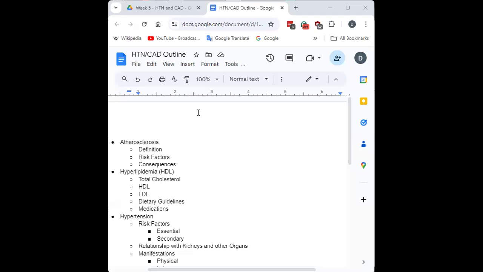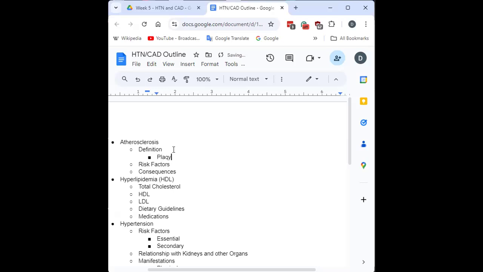Yeah, Shan says a plaque buildup in arteries that decrease blood flow. How does it build up? Is it fast? Is it slow? Over time. Yeah. Over time. Yep. So I'll write this down as buildup of plaque over a period of time.